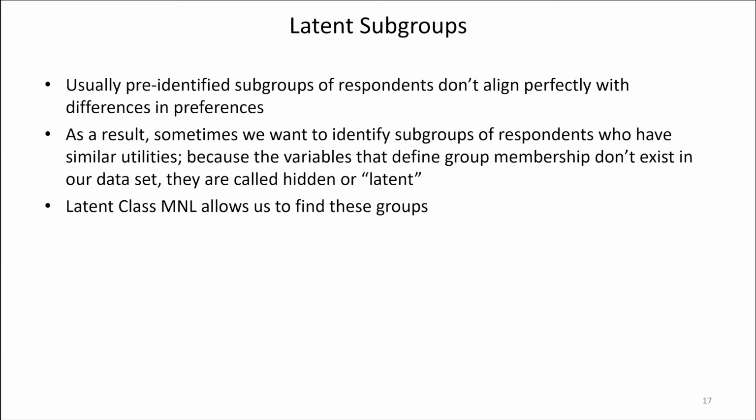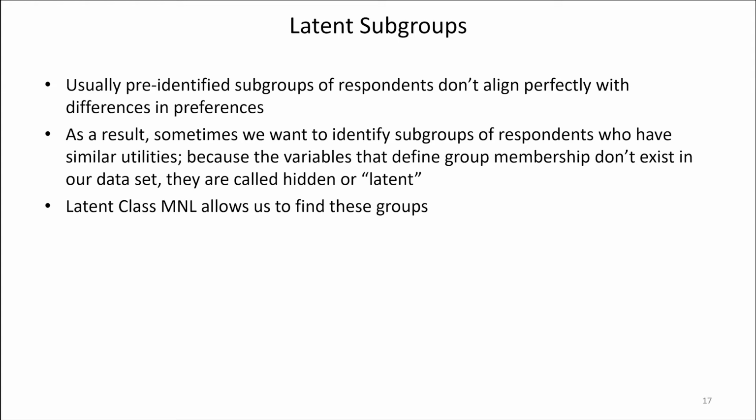Before we get there, though, sometimes those pre-identified groups we have, high, medium, and low volume customers, males and females, people from the South versus people from the West, don't align perfectly with differences in preferences. People might like item A, and it might be totally unrelated to what region of the country they live in, what their gender is, or how many years of education they have. As a result, sometimes we want to say, well, let's not just look at our demographic subgroups. Let's find subgroups of respondents who have similar sets of utilities. And because the variables that define that group membership of people who have different sets of utilities don't already reside in our data, they're hidden. They're called latent. And that's where the fancy word latent class comes from.